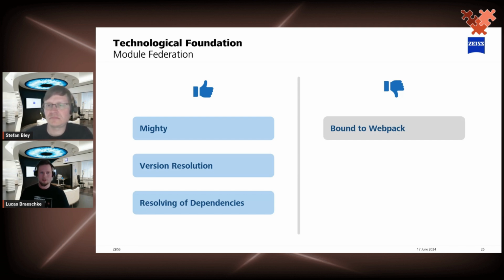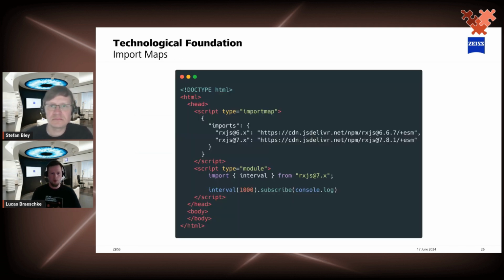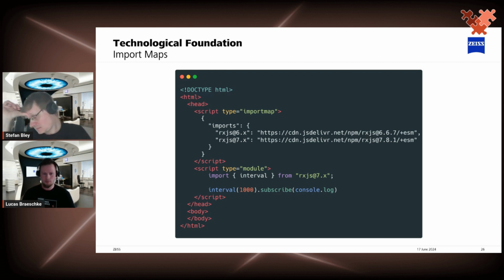Okay, with that, then let's have a look at the more agnostic approach. I'm talking about import maps. Import maps is a standard of the browsers, which most of them support today. And it's actually quite simple. You have one script tag with a type import map with a JSON structure. And the most important property is imports, where you can specify where your dependencies are available under which domain or which URL in the end.